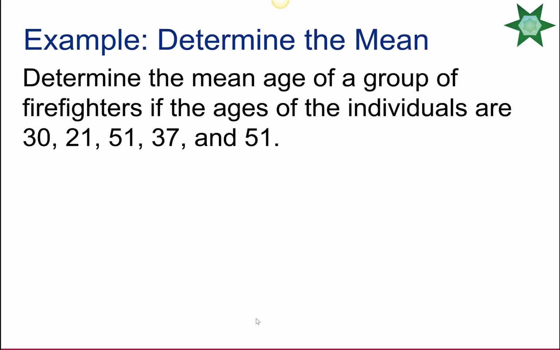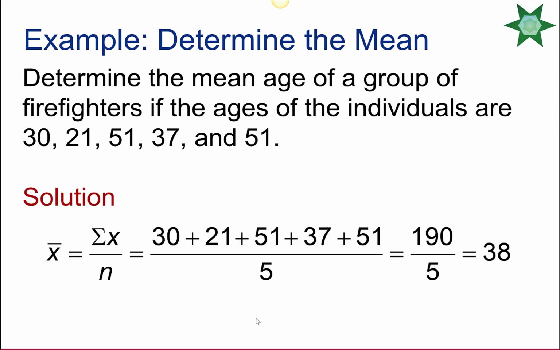Determine the mean age of a group of firefighters if the ages of the individuals are 30, 21, 51, 37, and 51. So we go ahead and add up the 5 numbers. We get 190, we divide by 5, and we get 38. So the average age of those 5 firefighters is 38 years.